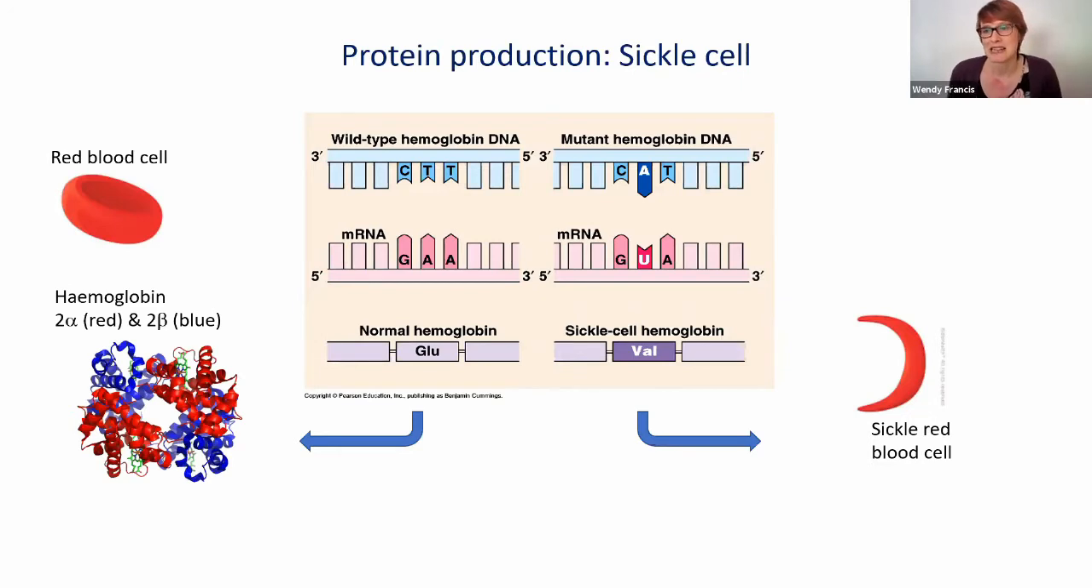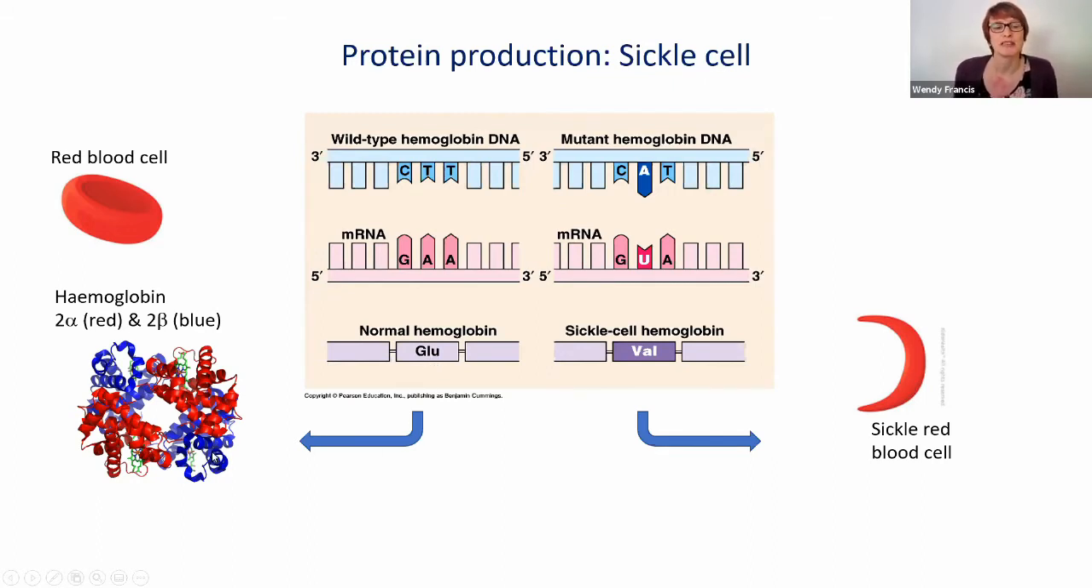So sickle cell disease is one of the rare diseases that's actually caused by a single base change within the DNA. So this is our wild type beta globin gene. So here we've got our DNA, which is CTT, so cytosine, thymine, thymine. That then will code for messenger RNA, which ultimately codes for the amino acid glutamic acid.